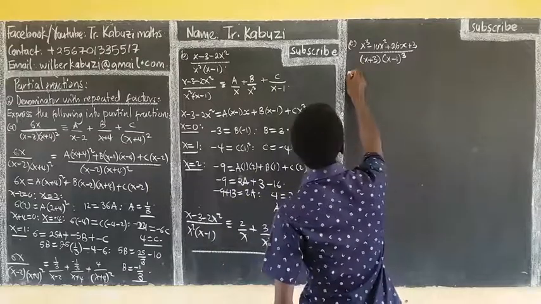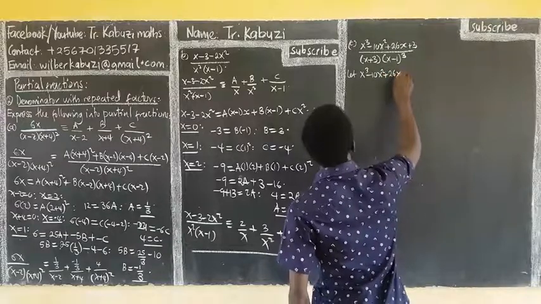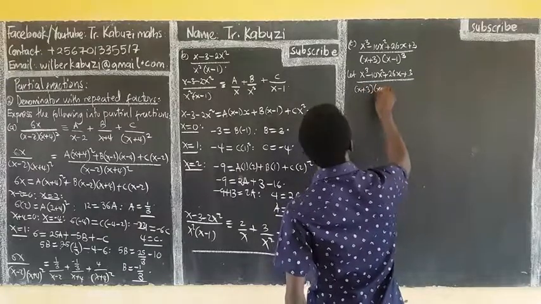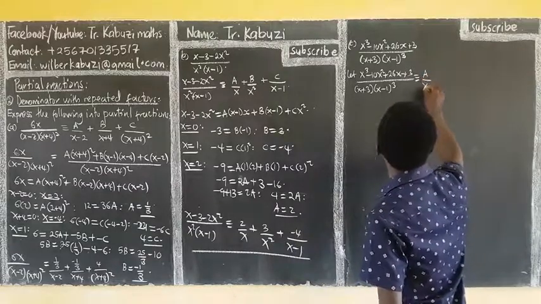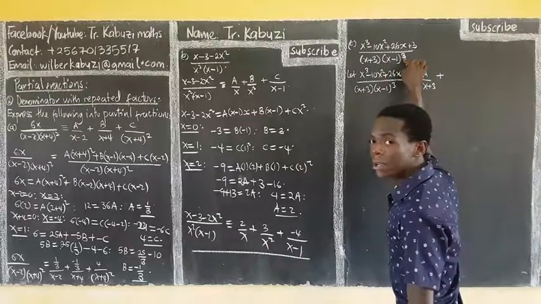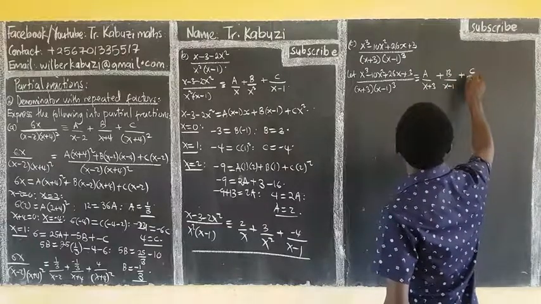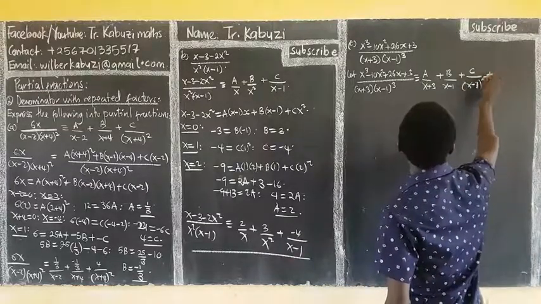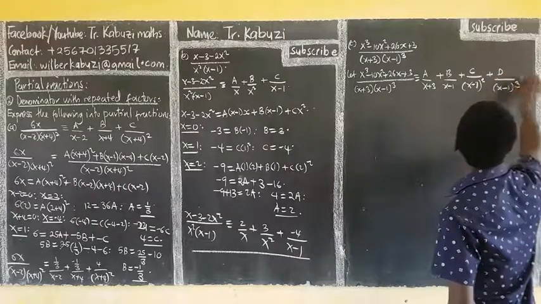So we get over, is going to be equal to a over x plus 3. Now plus, so this one is power 3. I start with the one power 1. So b over x minus 1 plus c over x minus 1, I increase now to power 2. Then plus until I reach this one. So d over x minus 1 power 3.